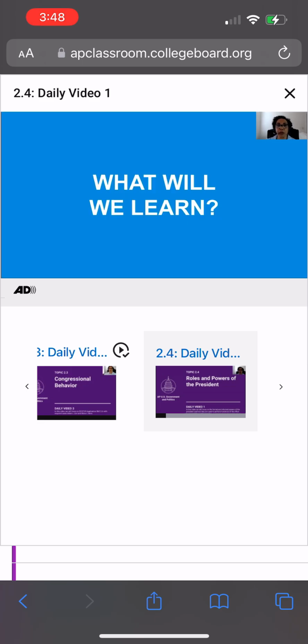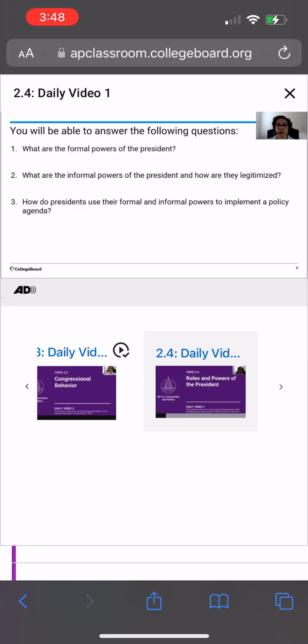So what will we learn? Be able to answer the following questions. What are the formal powers of the president? What are the informal powers of the president? And how are they made legitimate or legitimized? How do presidents use their formal and informal powers to implement a policy agenda?